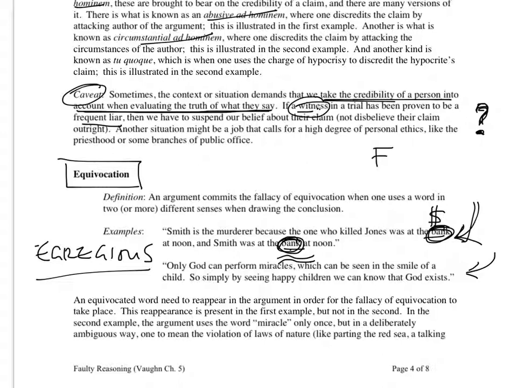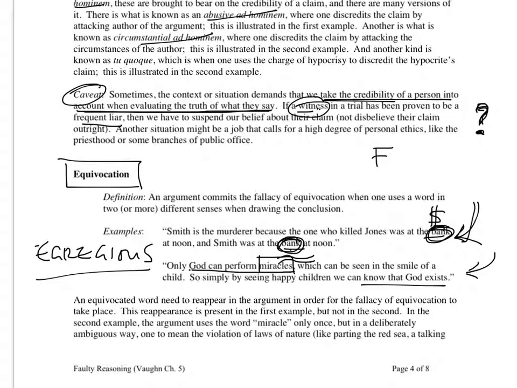Here, somebody might say, only God can perform miracles, and the key term here is miracles. And they go on to say, these miracles can be seen in the smile of a child. So simply by seeing happy children, we know that God exists.